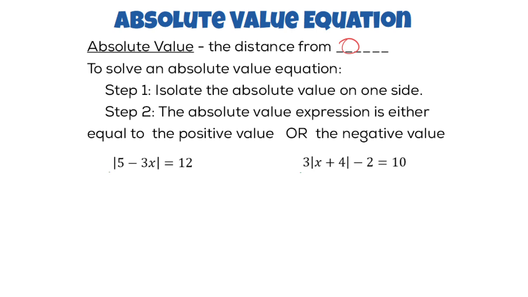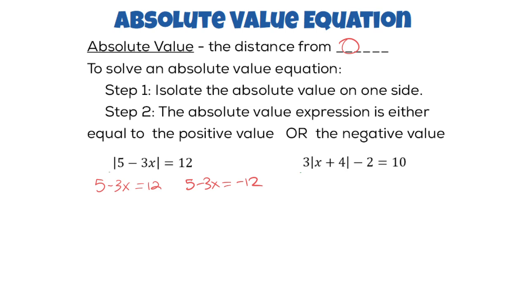Like in this first example, it's already isolated. And then that absolute value expression is either going to be equal to a positive 12, so it's 12 units away, but for this expression to have been 12 units away from zero, it might have landed at 12. It also might have been at negative 12. We're always going to set up two different scenarios, but you don't do it until the absolute value is isolated.